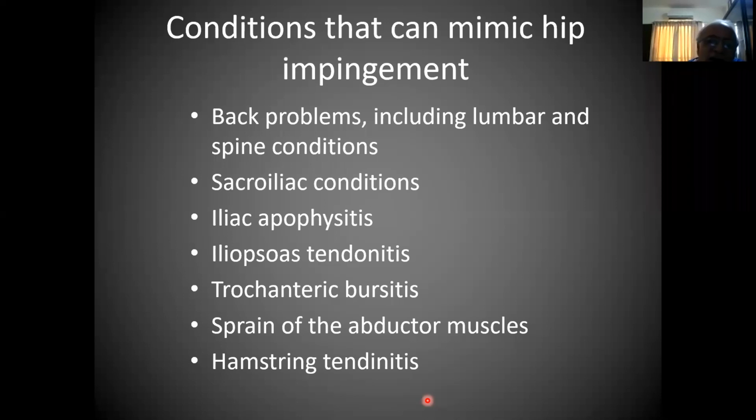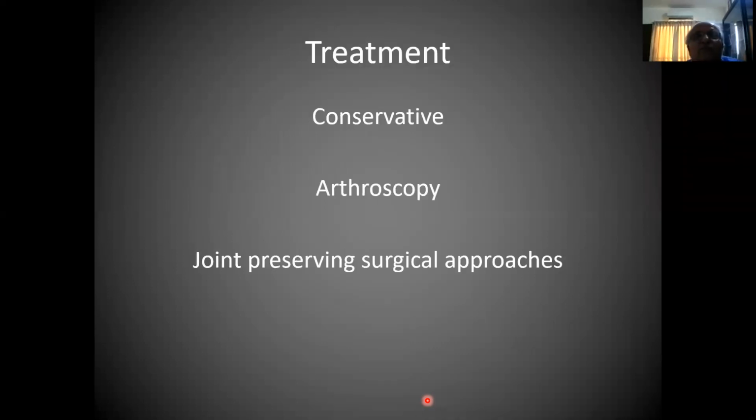The sprain of the abductor muscle, hamstring tendinitis, so many factors around the hip. You have to exclude them before you label that gentleman as FAI. Treatment is usually conservative. You have to ask them to avoid the action which causes the pain. So they will have to modify their job or activity, whatever they do. That is very important. Otherwise, they will go into repeated phenomena of early arthritis.